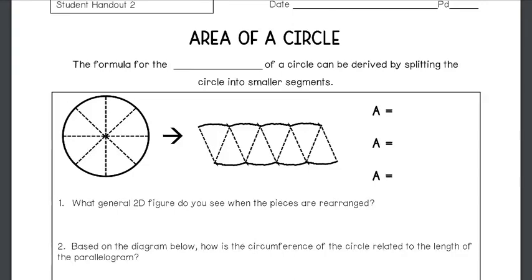Welcome back. Today we're going over area of a circle. So to start area of a circle, we have to go through the formula for that. And the formula for area of a circle, we can get it by breaking a circle up into pieces and using those pieces in something that we understand.